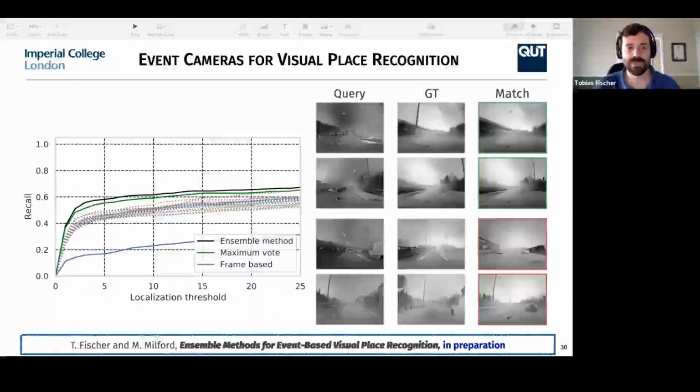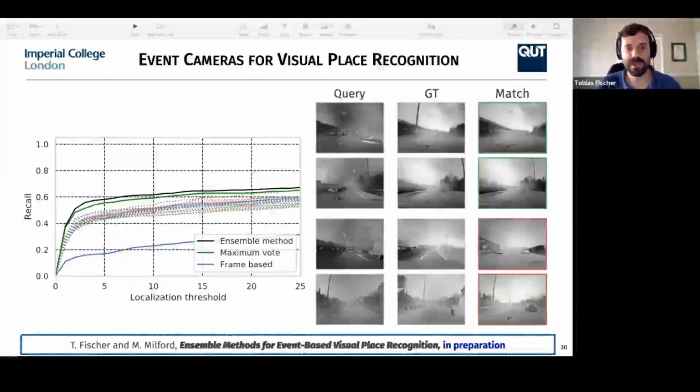So this is just some quantitative results on the left. You'll see that there's one line at the bottom, which is the frame-based approach. So you'll see that each event method performs better than the frame-based approach in this particular case. However, it has to be said that this is a really low resolution normal frame camera. If you were to use a high-end frame camera, that would perform much better than what you see in this graph. Then there are a lot of dotted lines, and each dotted line corresponds to an individual method.